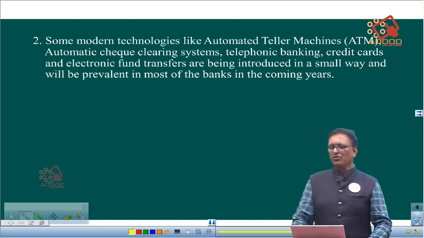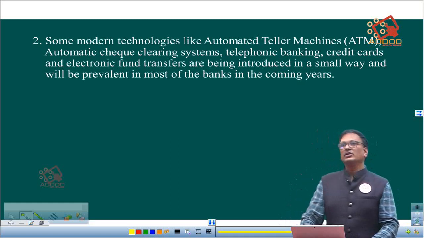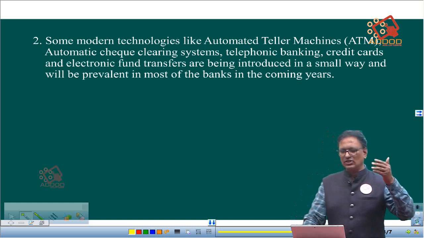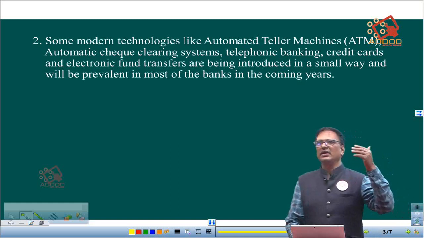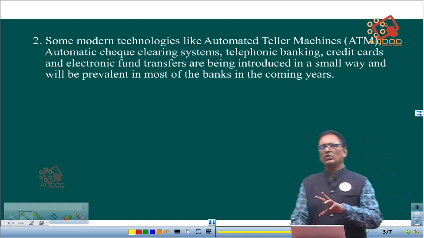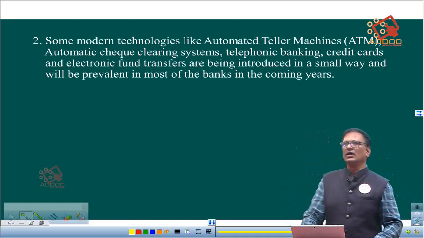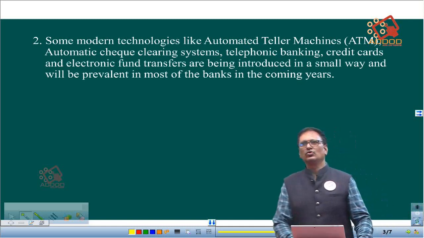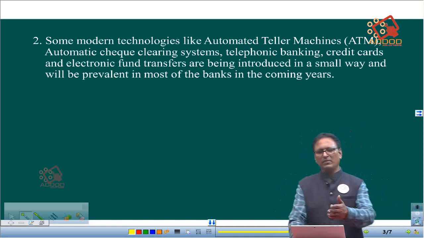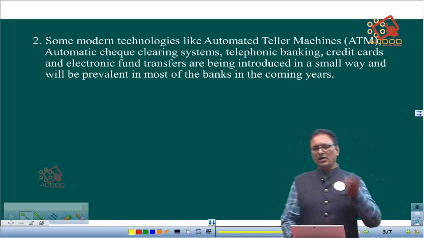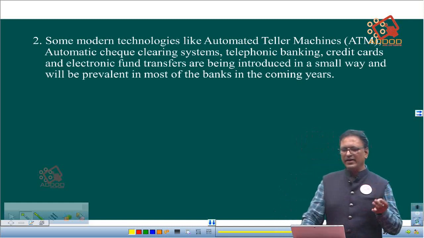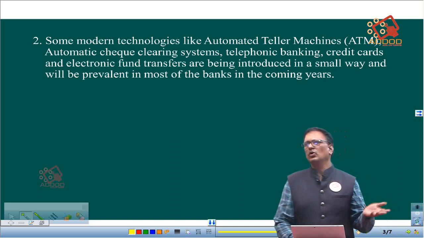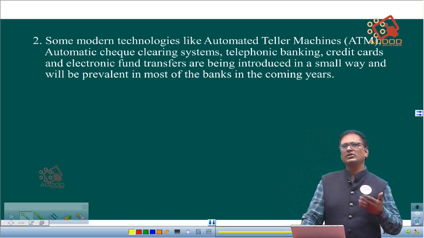EFTs are being introduced in a small way, and will be prevalent. Prevalent means existing in most of the banks in the coming years. Now, because this lesson was written in the past, it was given as the coming years. Already we are in those years. So today we see all those things: ATMs, automatic check clearing, telephone banking, credit cards, electronic fund transfers, etc. Now, what are these? These are also part and parcel of our advanced technologies, isn't it?